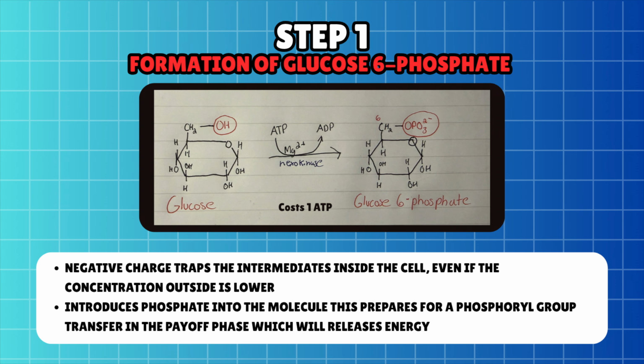The first step in prep phase, well, glycolysis as a whole, is the formation of glucose 6-phosphate. This reaction is simply a glucose turning into a glucose 6-phosphate with the enzyme hexokinase. All that is happening here is a phosphate group is being added onto the glucose. This costs 1 ATP, and this added phosphate gives the molecule a negative charge, which traps it inside the cell. It also prepares the molecule for later energy-producing steps.